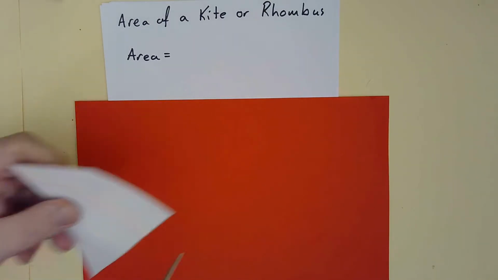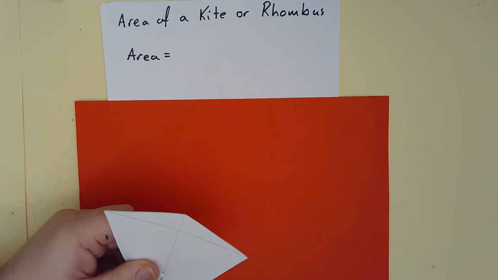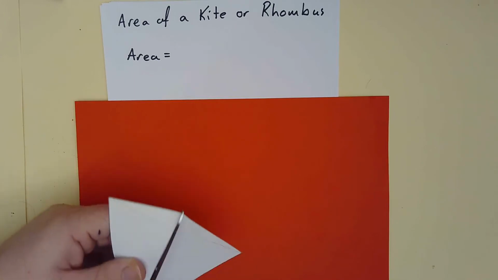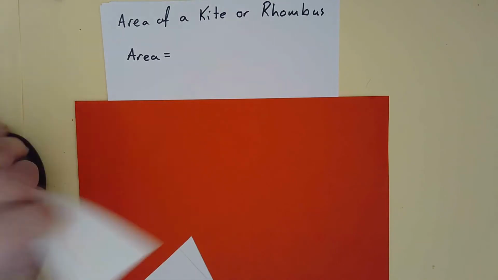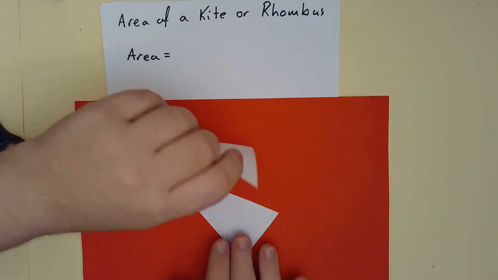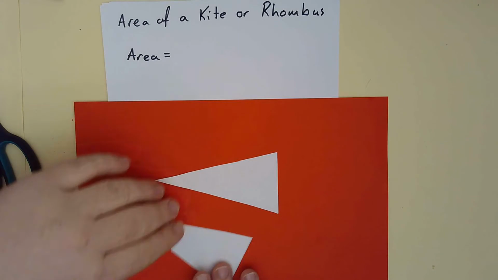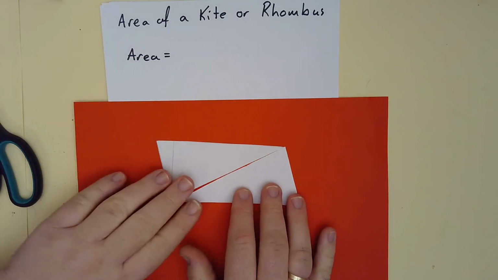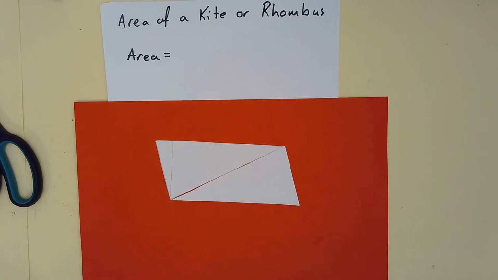And then I'm going to rearrange those triangles to make a shape we already know about. So I've got those two triangles arranged like that. Now if I flip one of these over and put it up here, I've got myself a parallelogram. And we know how to work out the parallelogram. It's the base times the height.